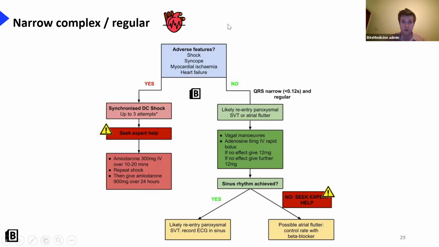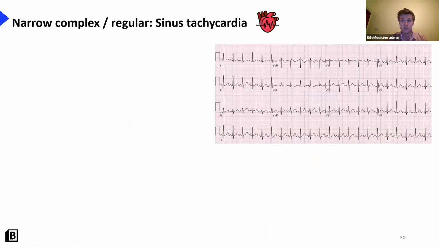For those of you who have access to the slides, which should be available on app.bitemedicine.com, we produced a nice summary here. This is adapted from the ALS algorithm on how to manage a narrow complex tachycardia, but we've just summarized it on the previous slide. So starting with sinus tachycardia.